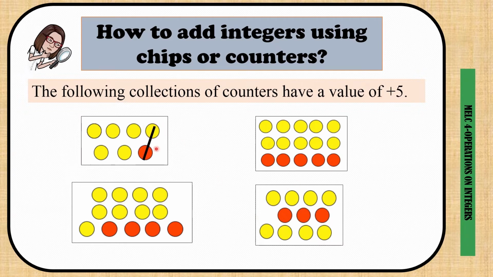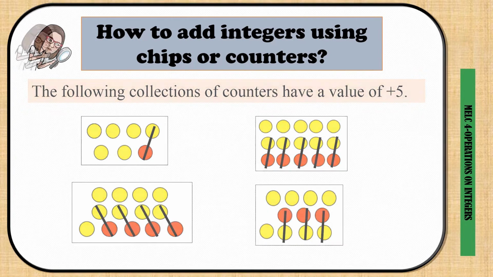So just simply removing it or canceling. So those are the remaining ones. As I mentioned before, this one gives you all the yellow chips.